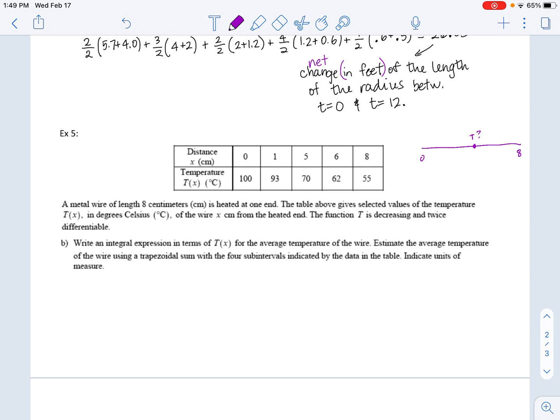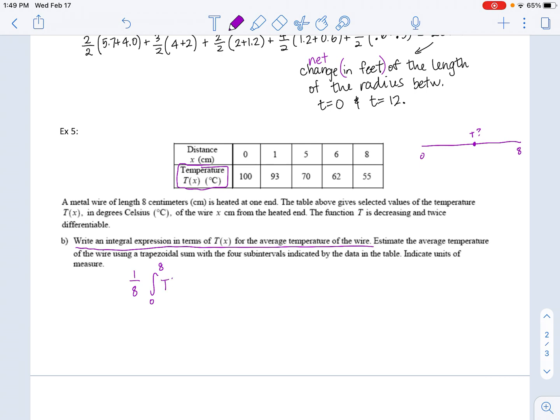This question says, write an integral expression in terms of T of x for the average temperature of the wire. So this part is okay. Since I'm given temperature as my T function, I can go ahead and calculate the average over these 8 units of distance. So I would write 1/8 times the integral from 0 to 8 of T of x dx. So that is the answer to the first question in the purple.